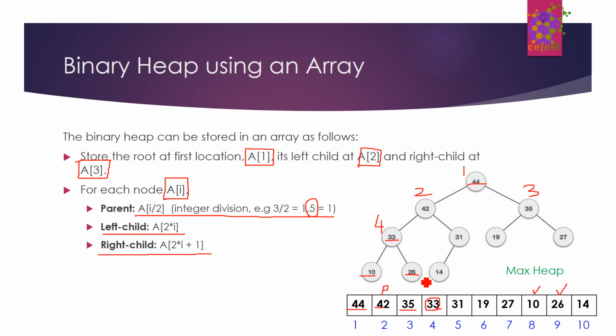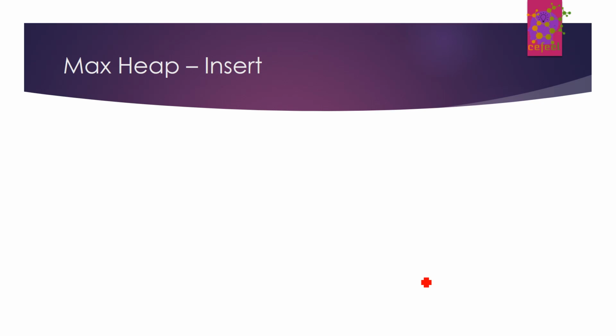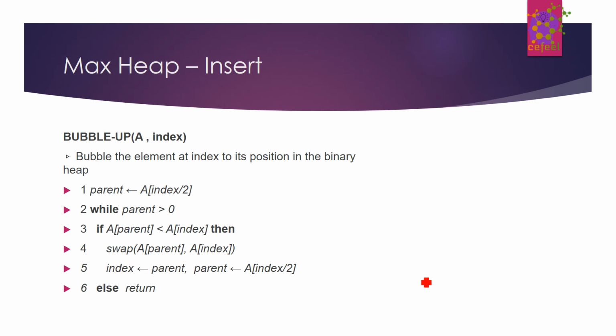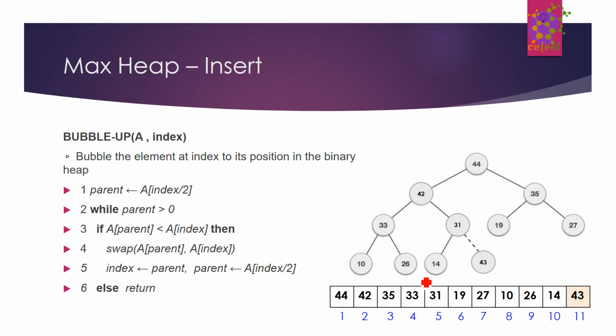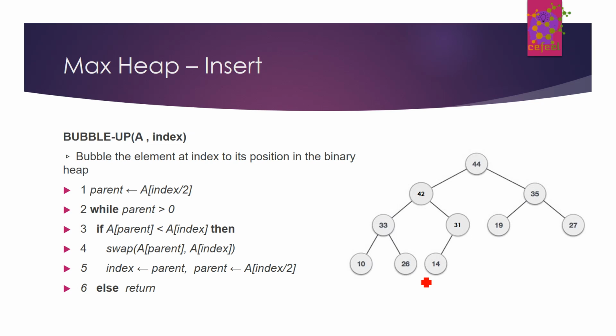Alright, cool. Now let's quickly revise how an insert works in a max heap. A max heap uses a procedure called bubble up. Let's say here is the existing heap, and we want to insert a new element. We find the first available space in the last level of the heap, and then just insert the node there.